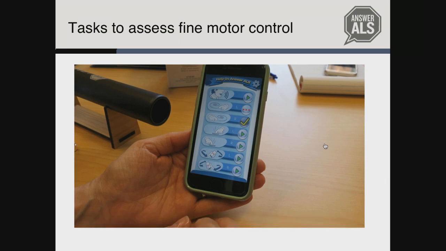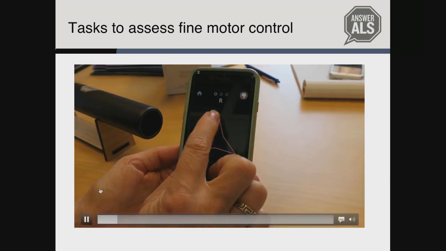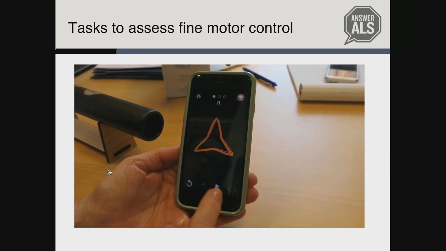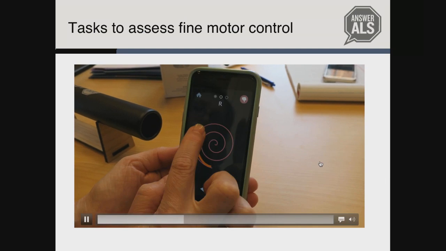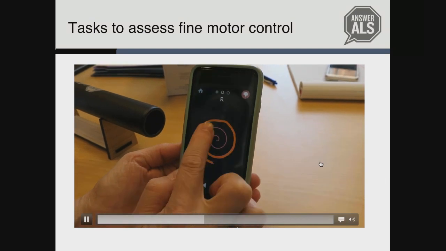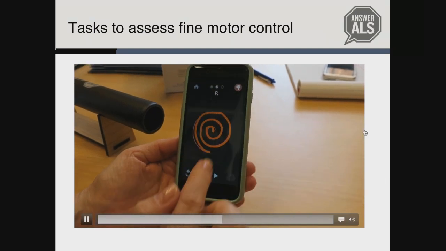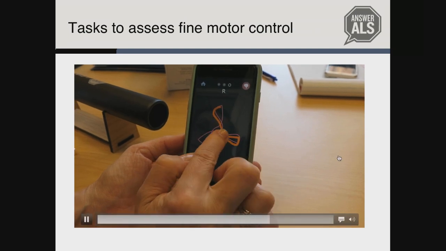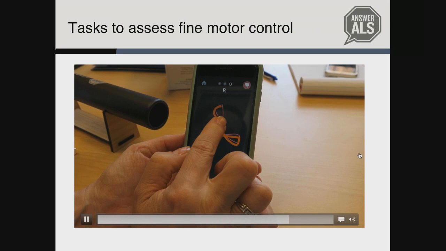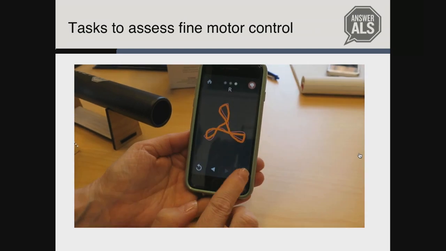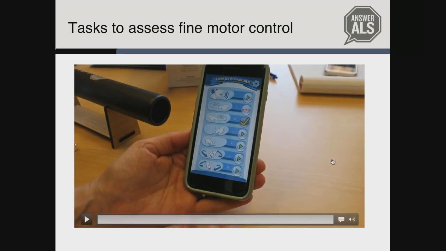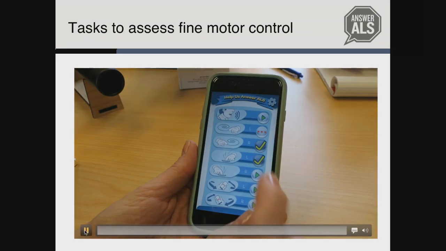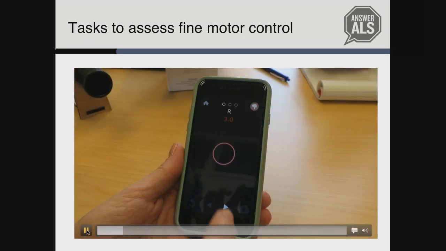Next slide. We'll go on to the next task. So the next task is a tapping task.